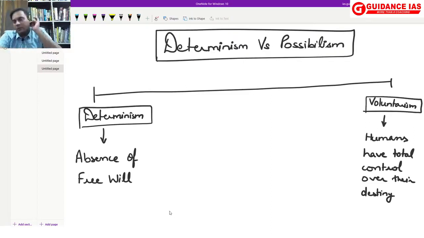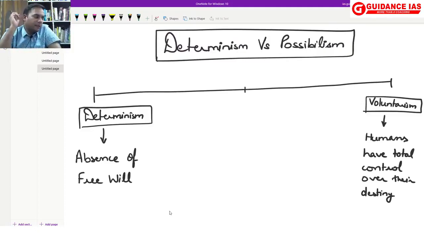So again, you can understand, we have already talked about this, that both these are too much extreme viewpoints. You cannot say that there is total absence of free will. You also cannot say that we have total control over our destinies. Again, it is like too much extreme viewpoint. Reality, however, lies where? Reality lies somewhere in between these two extremes. So I am going to make one diagram where you can understand that actually there are a number of names which are associated with determinism and possibilism. So you should know about them, where they lie in this continuum.